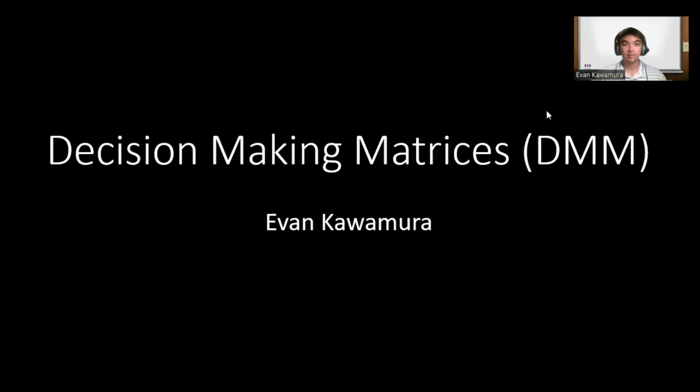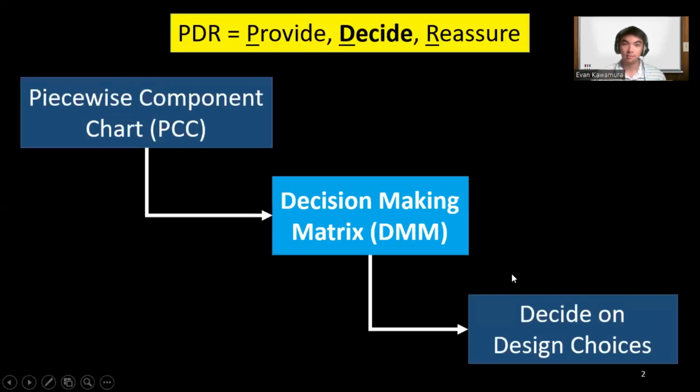All right, hello everybody. So we're going to look at decision-making matrices, DMM, and this is the second prerequisite for a good PDR. So again, PDR, we had an acronym: provide, decide, reassure. So DMM, your decision-making matrix, is the topic for today's video, and we're looking at decide specifically, on how a decision-making matrix will lead to you deciding on design choices.